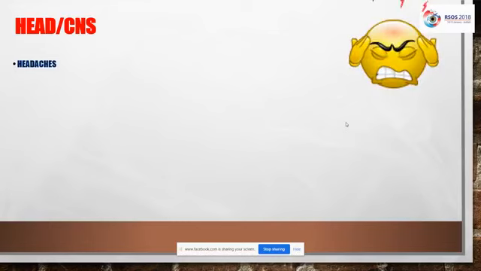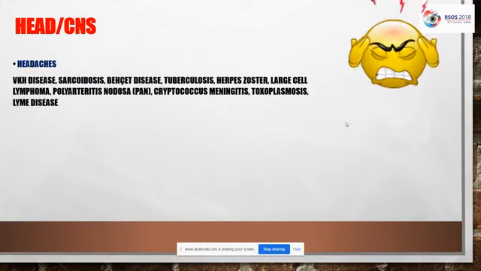So, for example, if the patient has a history of headaches, there is a broad spectrum of diseases which can be a cause of uveitis and can also present with headache. Those include Vogt-Koyanagi-Harada, sarcoidosis, Behçet disease, tuberculosis, herpes zoster, large cell lymphoma, polyarteritis nodosa, cryptococcus meningitis, toxoplasmosis, and Lyme disease. So in those patients with headache, you need to exclude any positive data related to those diseases.